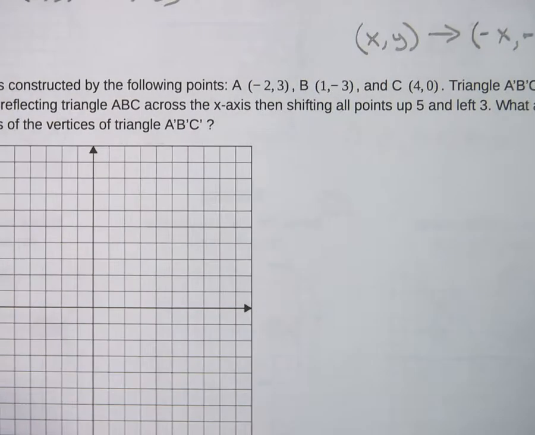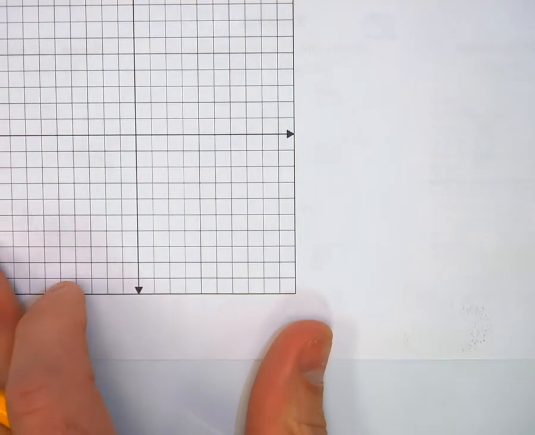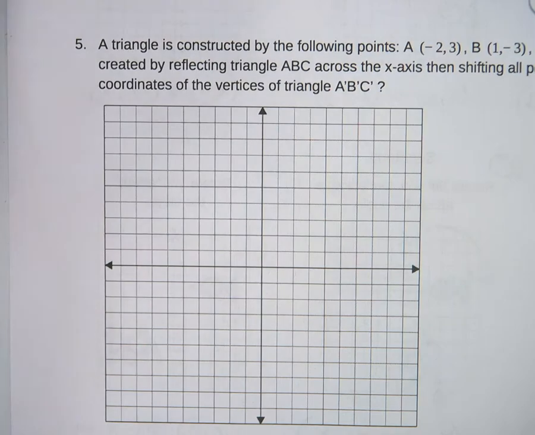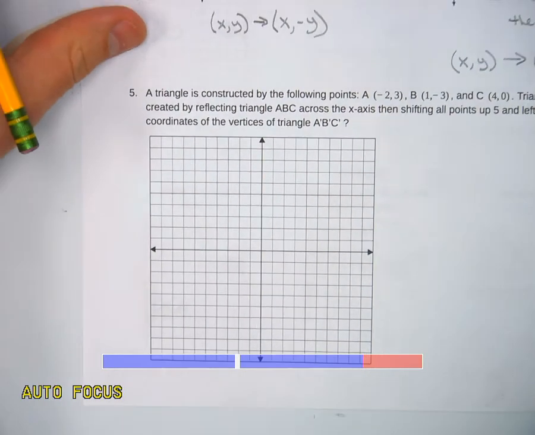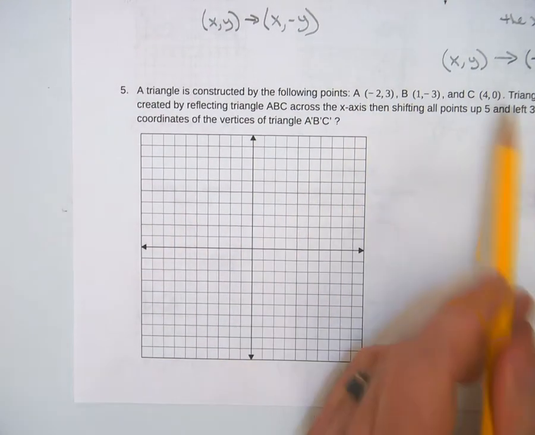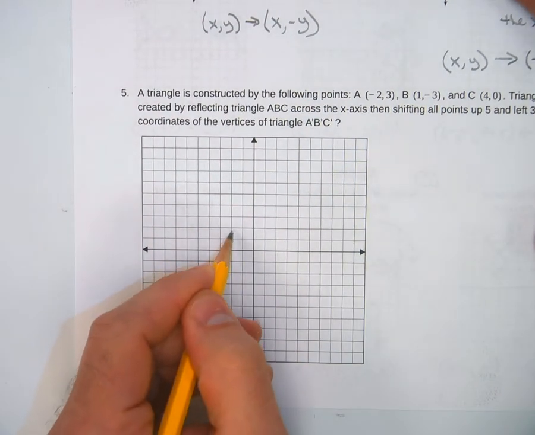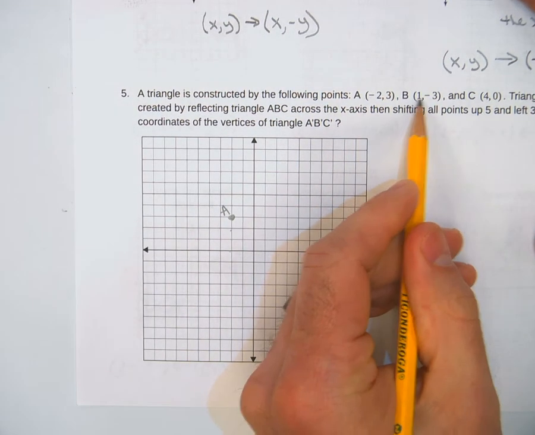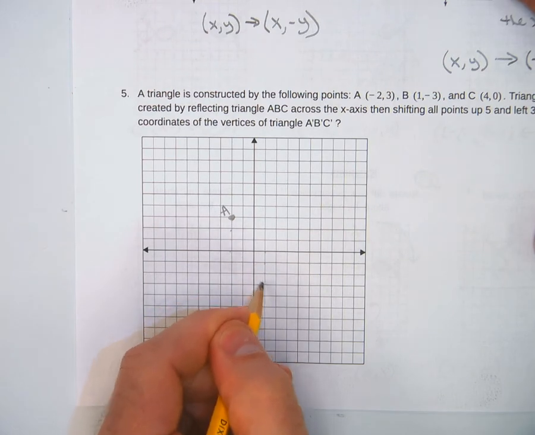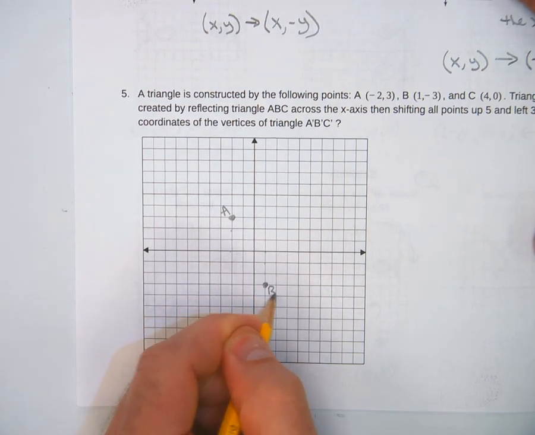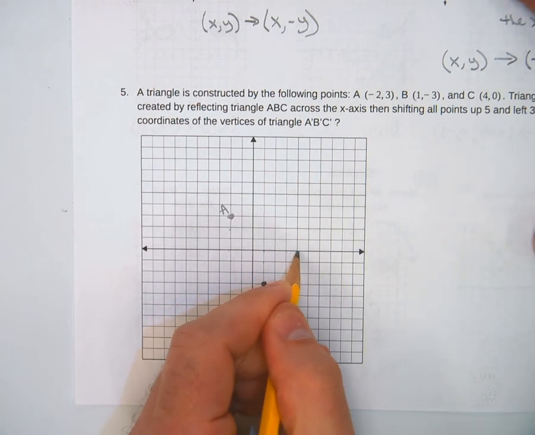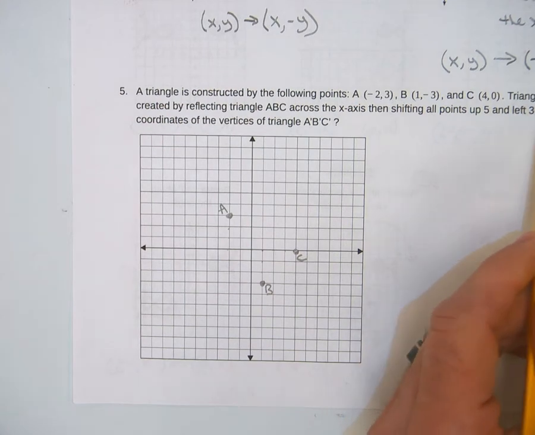All right, last one. A triangle is constructed by the following points. So let's start by plotting. Let me zoom out here. All right, triangle is constructed by those 3 points. So left 2, up 3 is point A. Right 1, down 3 is point B. And right 4, up and down 0 is point C. Triangle A prime, B prime, C prime.